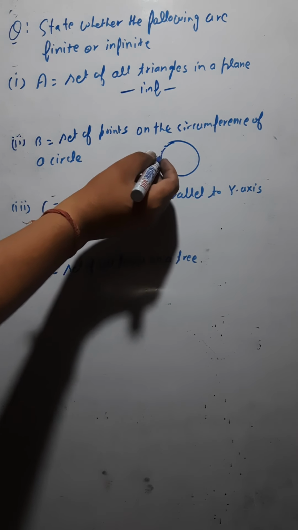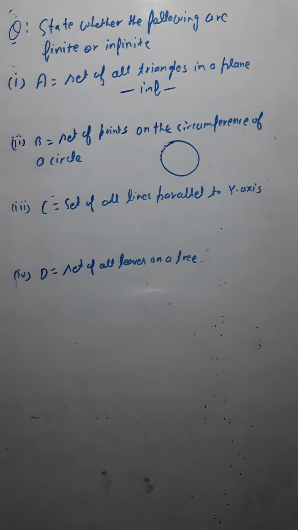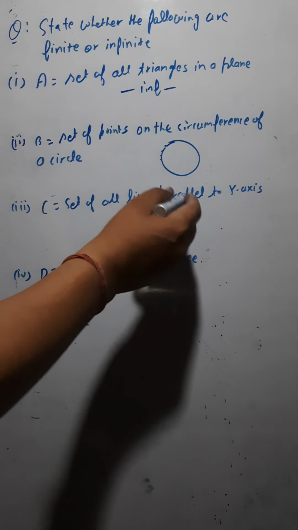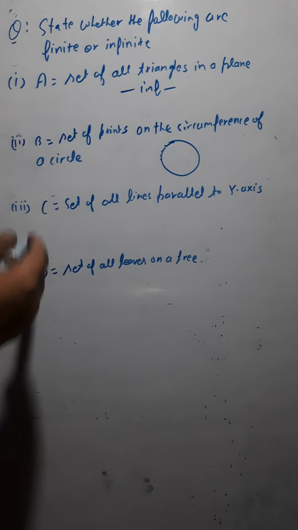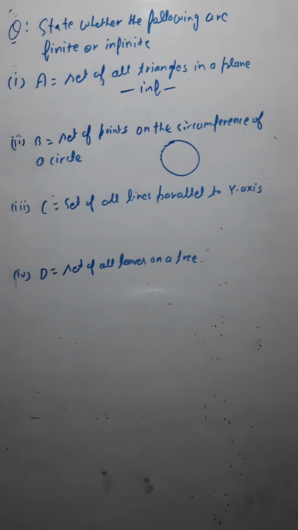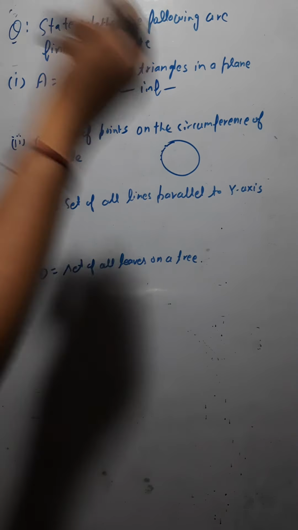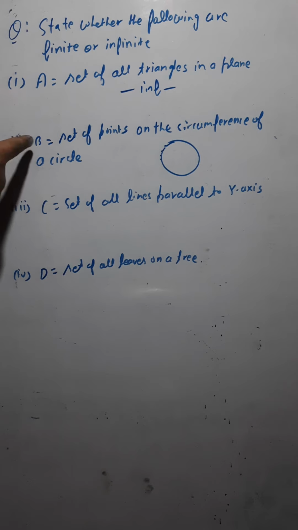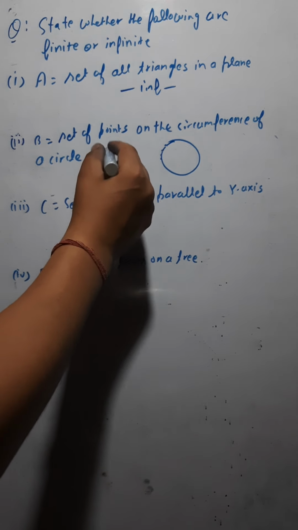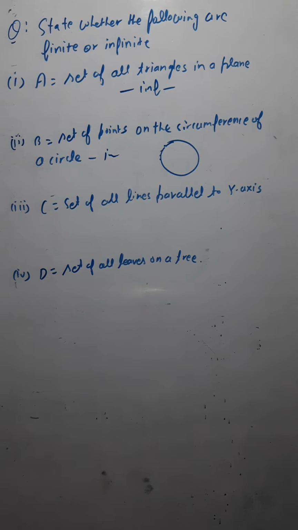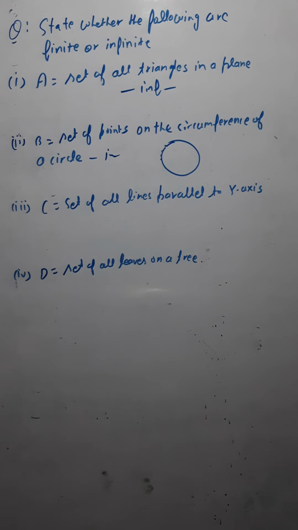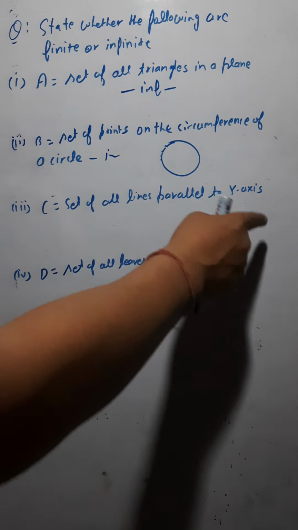How many points could be here on the circumference? Infinite. Can you count all the points? No. Okay, so on the circumference of a circle there are infinite points. So that is why the set B is also what? Infinite set.